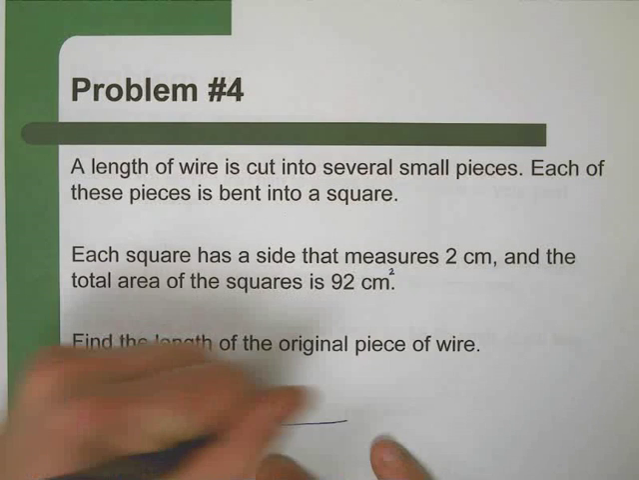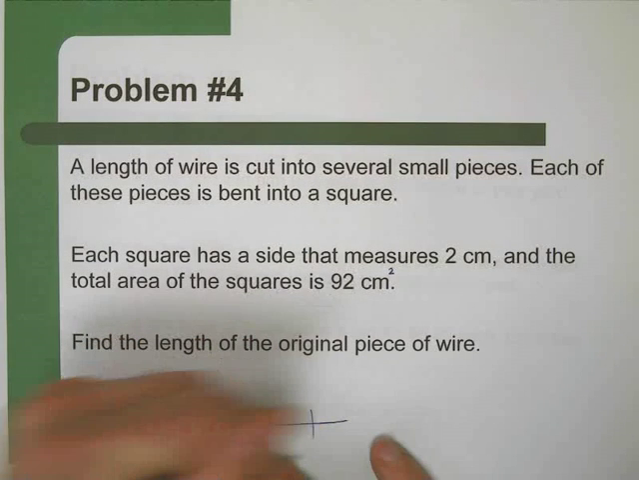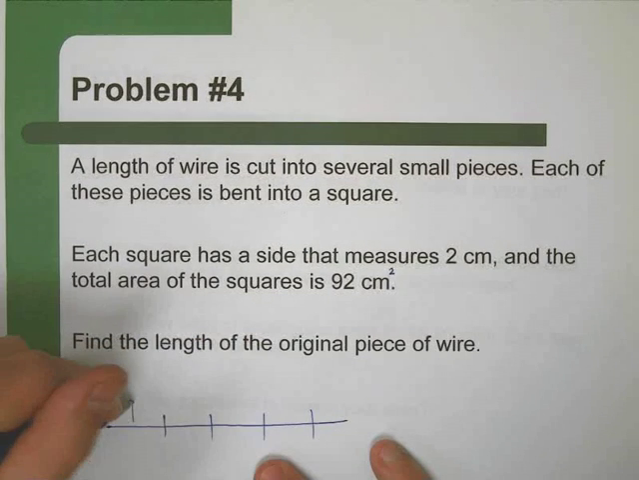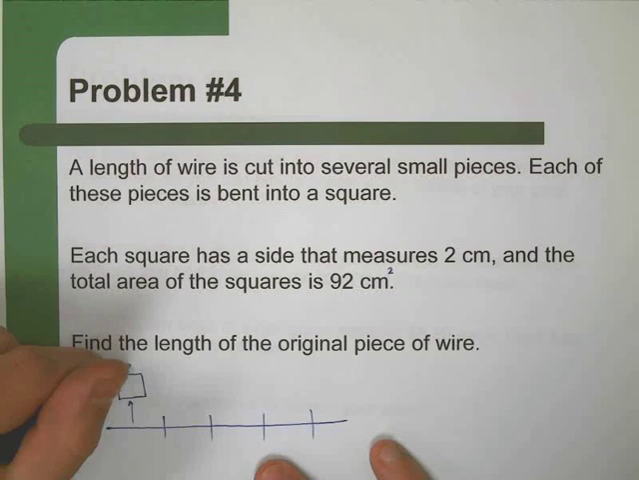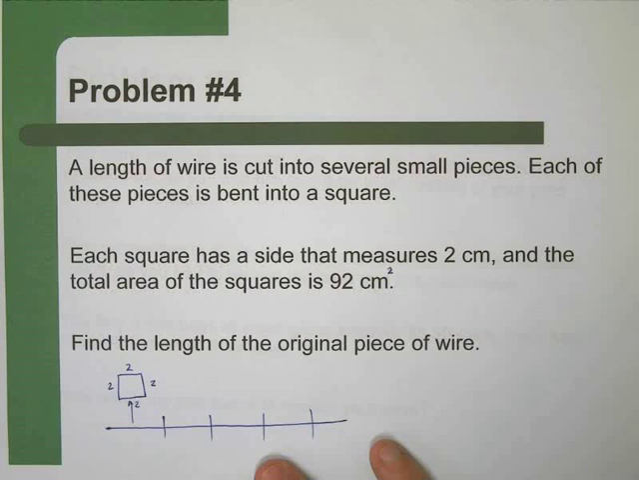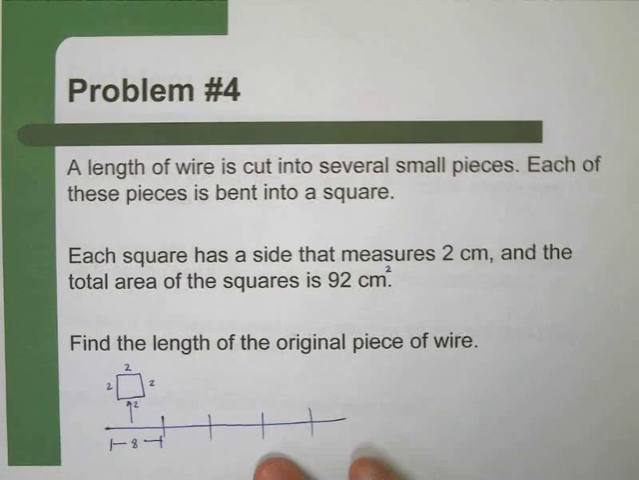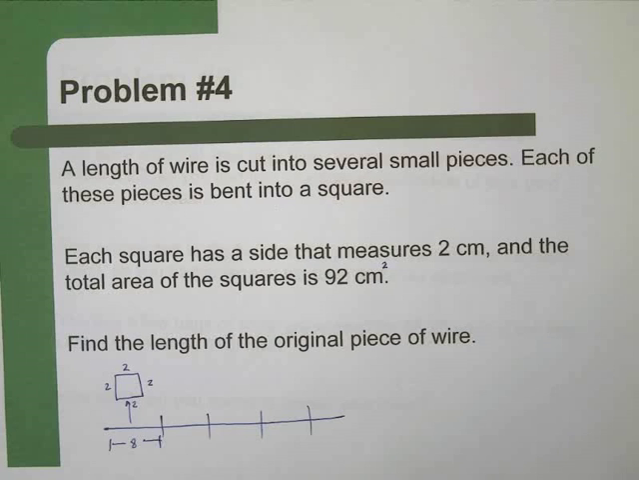Here's what I know. I'm going to take this wire and chop it up into little bits. Each of those little bits is going to be folded into a square, and each square has a side length that measures 2 centimeters all the way around. Each one of those squares takes 8 centimeters of wire to form, to bend it up and make 2, 2, 2, and 2.